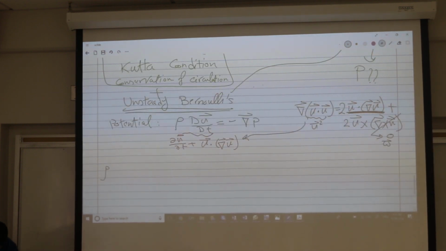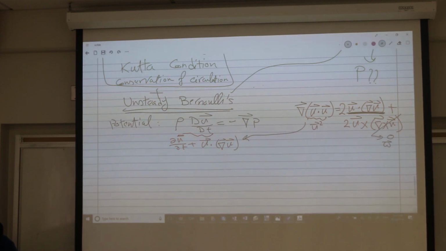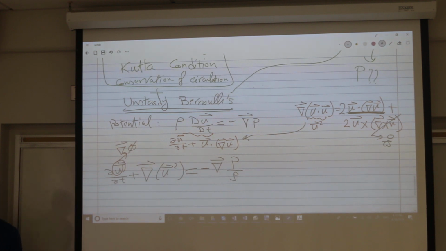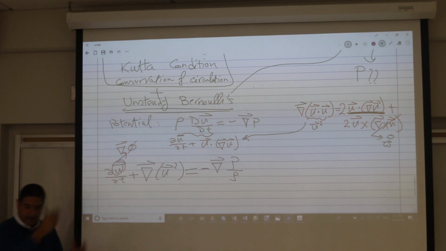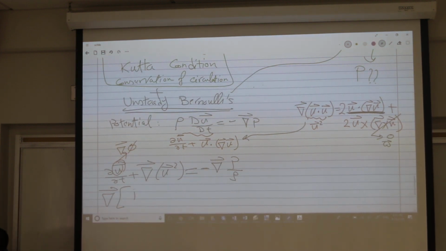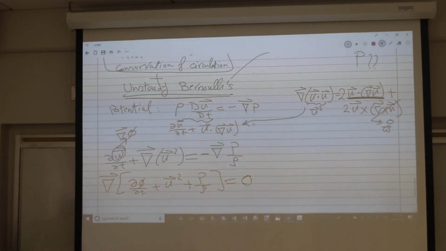Maybe I'll divide by rho, so partial u partial t plus the gradient of u squared equals negative nabla p divided by rho, because it's incompressible, I can move rho around. And remember, because it's potential flow, u is nabla phi. So you have nablas all around. Let's take nabla as a common factor. So I have nabla acting on partial phi partial t plus u squared plus p over rho, and that is 0, I'm sorry. Any question?